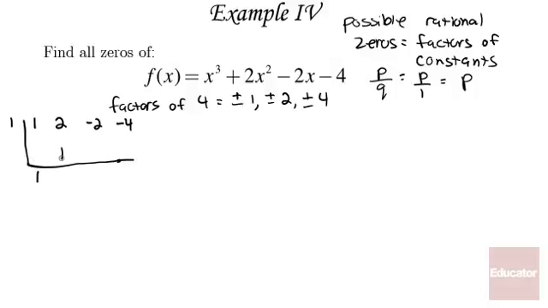This is 1 times 1 is 1. So this gives me 2 and 1, which is 3. 3 times 1 gives me 3. Combined with negative 2 is 1. 1 times 1 is 1. Combined with negative 4 is negative 3. This is not a 0. 1 is not a 0 because the remainder is something other than 0. Let's try negative 1.